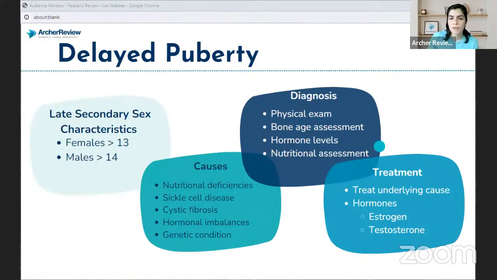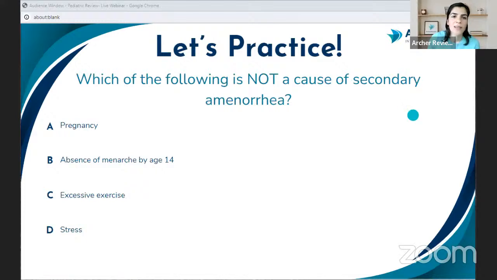Again, you'll likely have to refer to a specialist to do some more in-depth investigation with the hormone levels and the bone age and the physical exam, but treating the underlying causes often, and sometimes they might need estrogen or testosterone therapy, and we'll talk about that when we get to our genetic disorders. So let's practice. Get that chat box open.